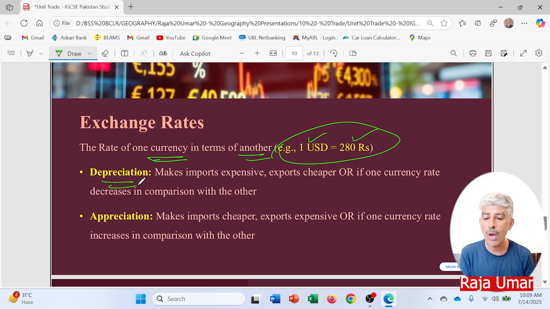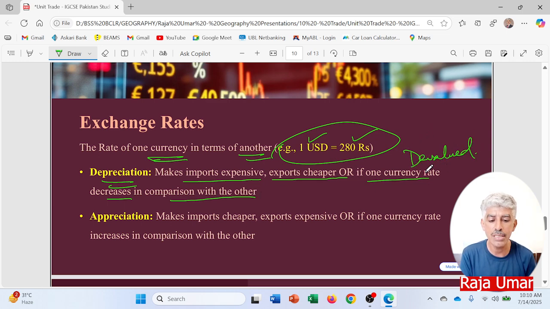So, depreciation. Whenever one currency decreases in value in comparison with some other currency, that is known as the depreciation of that currency. It makes imports expensive and exports cheaper. If one currency rate decreases in comparison with the other, that is known as depreciation. That is, the currency has depreciated, the currency has devalued.